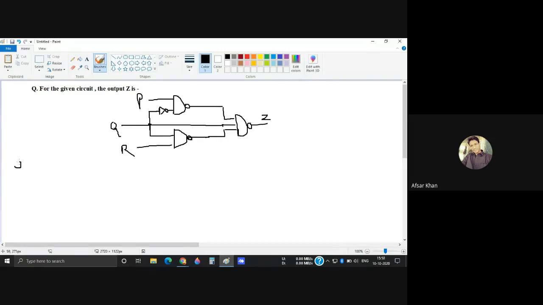The options are: option A, Q plus R bar; option B, PQ bar plus R; option C, Q bar plus R; option D, P plus Q bar plus R.